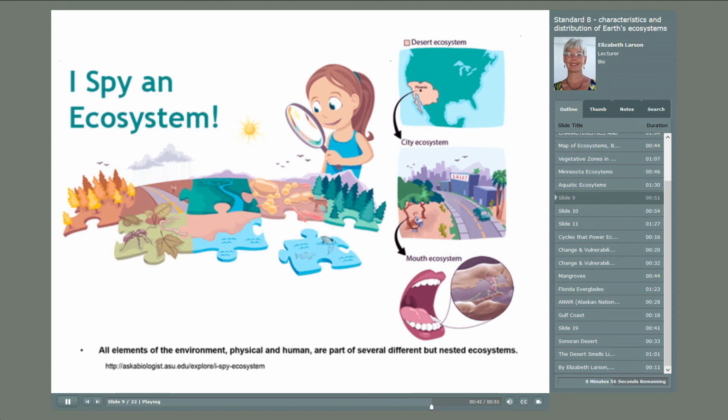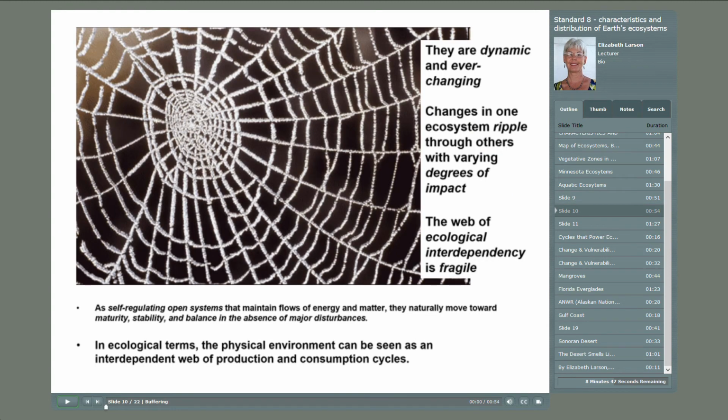From there, then, we can see that all elements of the environment, both physical and human, are part of several different but nested ecosystems. In ecological terms, the physical environment can be seen as an interdependent web of production and consumption cycles. Ecosystems are self-regulating open systems that maintain flows of energy and matter. Ecosystems naturally move toward maturity, stability, and balance in the absence of major disturbances.